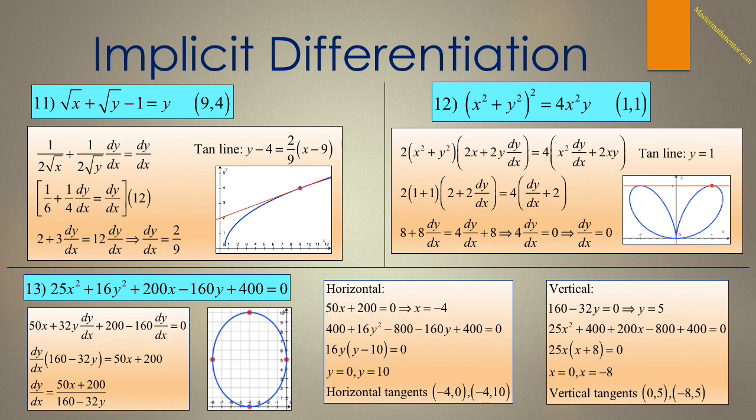To get the x-coordinates, we plug y equals 5 into the original expression, getting 25x squared plus 400 plus 200x minus 800 plus 400 equals 0. That factors into 25x times the quantity (x plus 8) equals 0, getting x is equal to 0 and x equals -8. So we confirm our vertical tangents are at the points (0, 5) and (-8, 5).